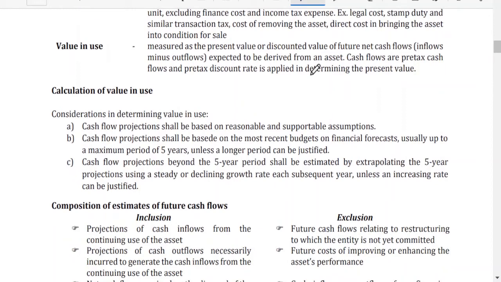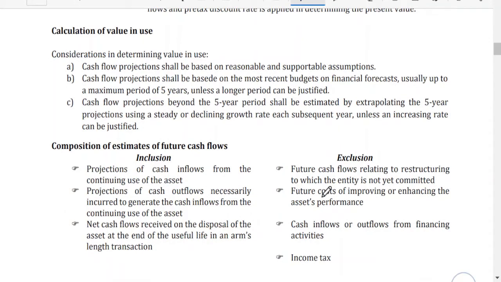So in computing the value in use, by the way, you have to consider the cash flow projections, which will be based on reasonable and supportable assumption. The cash flow projections shall be based on the most recent budgets on financial forecasts, usually up to a maximum period of 5 years, unless a longer period can be justified. If the cash flow projections would be beyond 5 years, then it will be estimated by extrapolating the 5-year projections using a steady or declining growth rate each subsequent year unless an increasing rate can be justified.